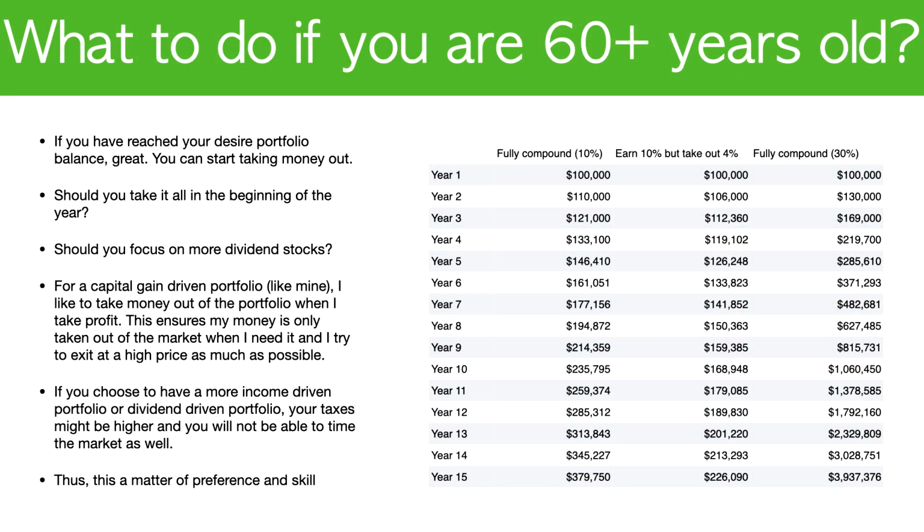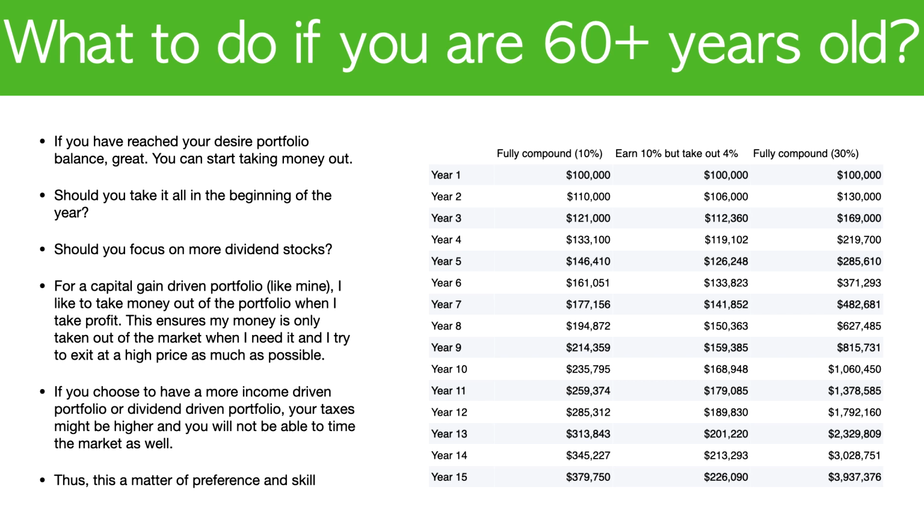Now, if you are 60 plus years old and you're a little bit more conservative, you don't like having your entire portfolio focused on capital gain instead of dividends, then you can choose a more income-driven approach for your portfolio. Now, your taxes might be higher because obviously dividends and capital gains have very different tax rates, which I covered in another video in my tax series.